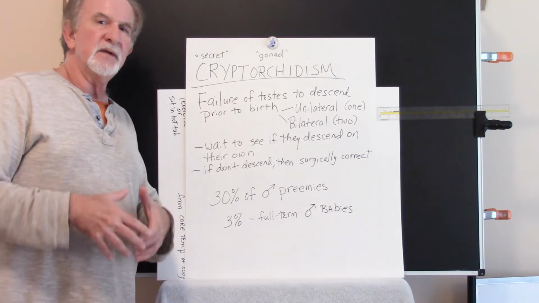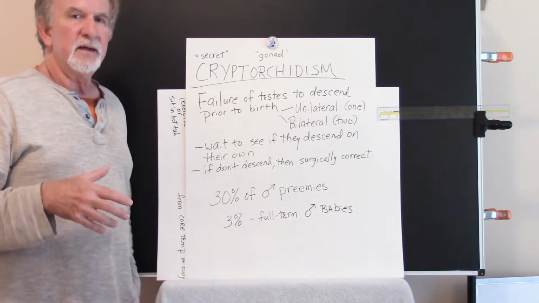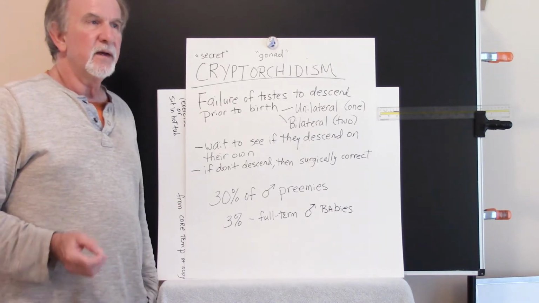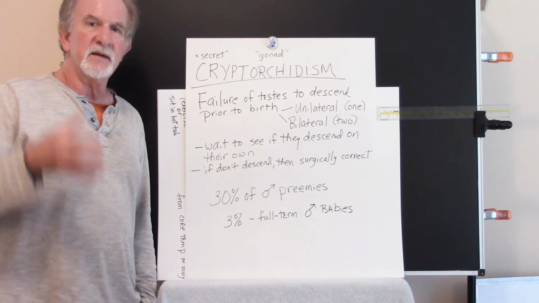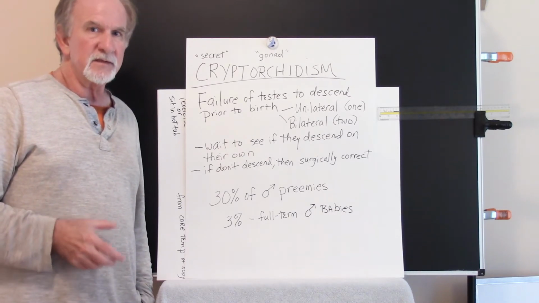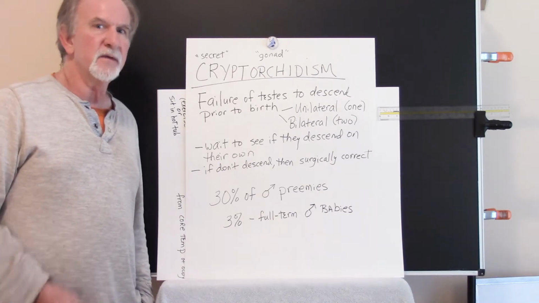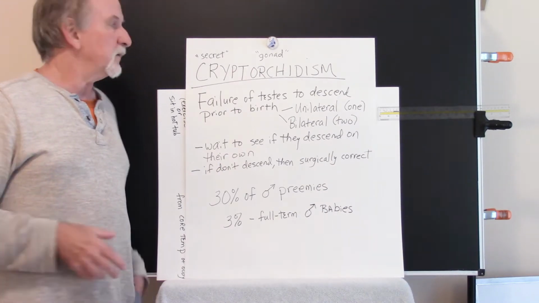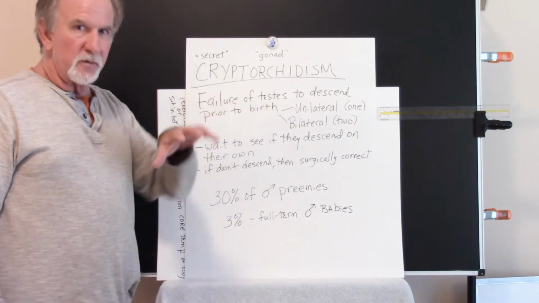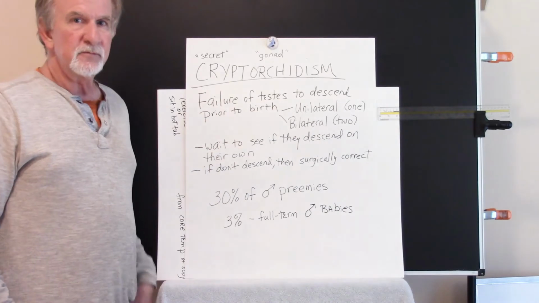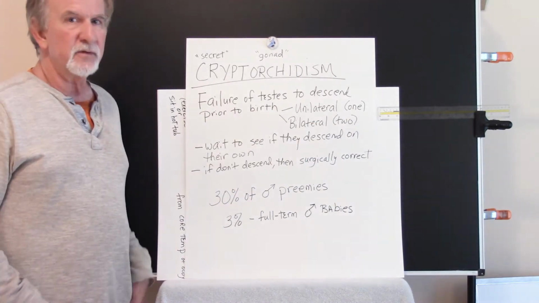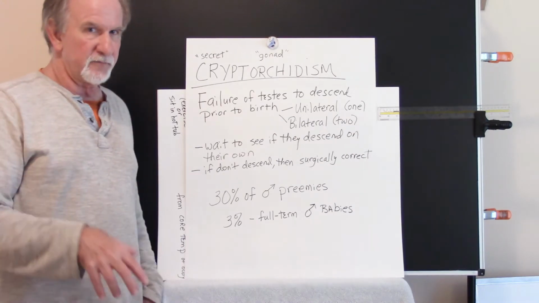And what happens is that when the kid is born, a delivering physician would palpate or feel the scrotum and make sure that both testes had descended. If one or both of the testes isn't in the scrotum at birth, then the kid is diagnosed with cryptorchidism. So cryptorchidism can be unilateral if only one testis descends, or bilateral if both do not descend.